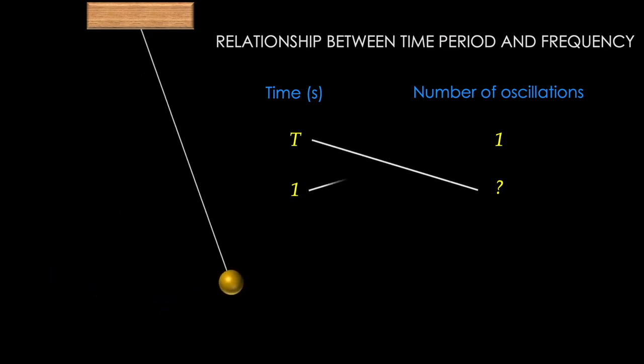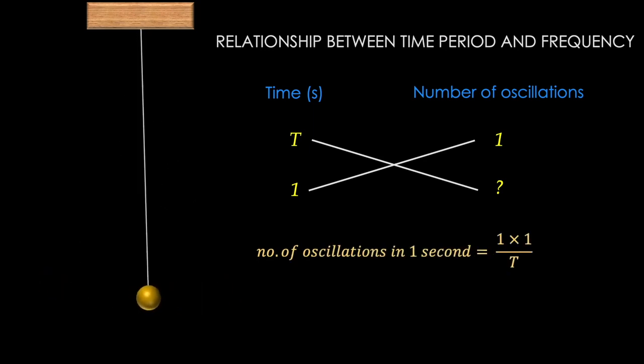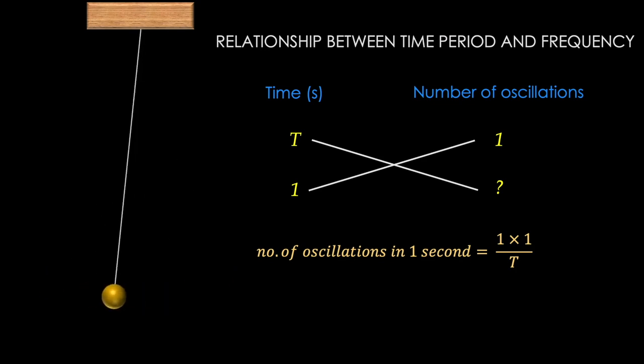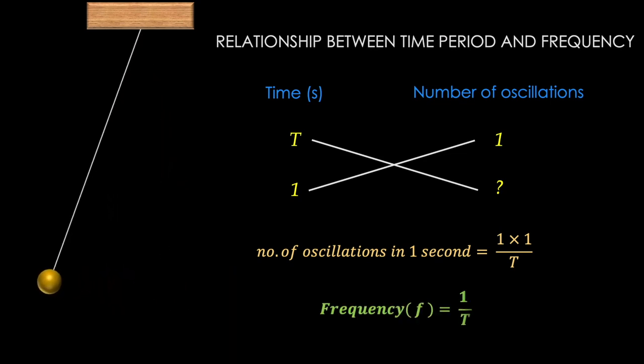So when we do the cross multiplication, we find that the number of oscillations that the pendulum is able to complete in 1 second is equal to 1 multiplied by 1 divided by t. And the number of oscillations in 1 second is also called the frequency of the pendulum, which means that the frequency of the pendulum f is equal to 1 by t.